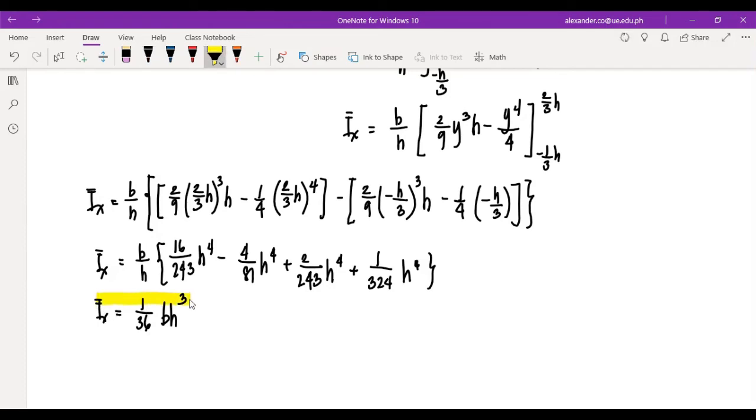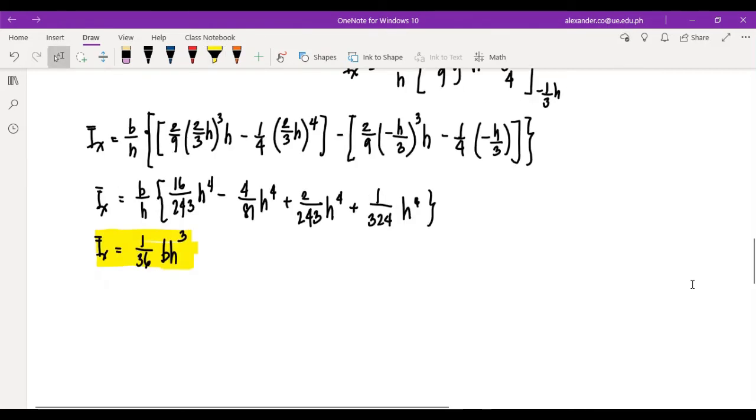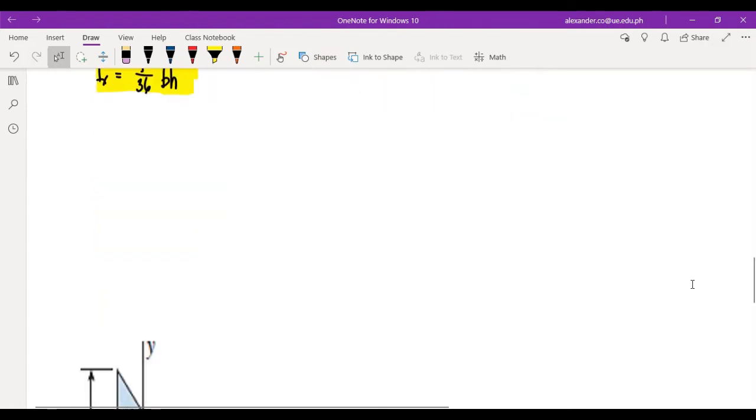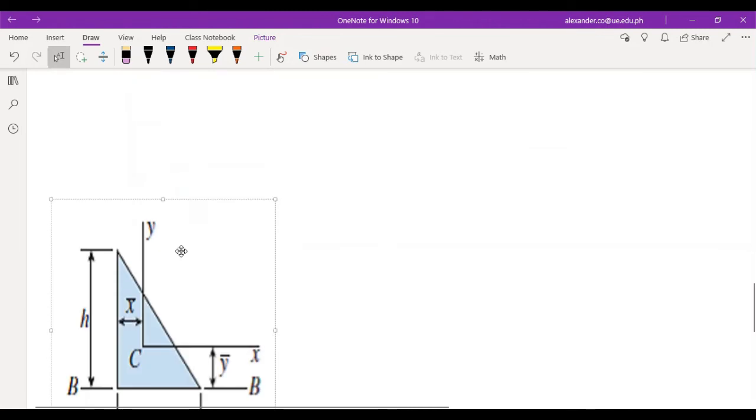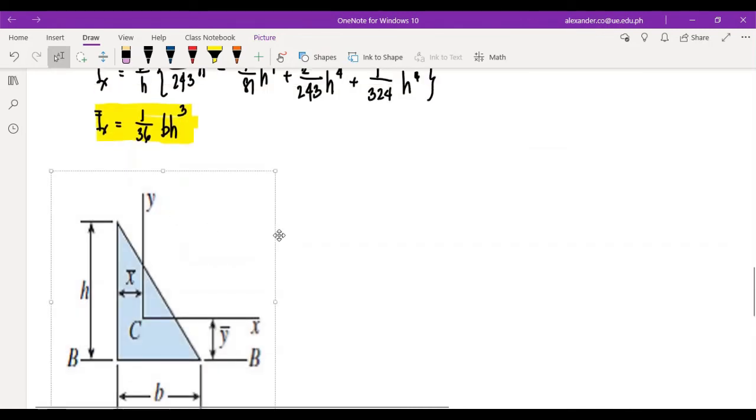If you don't want to integrate, your choice is to memorize this equation. Okay, 1 over 36 b h cubed is for the centroidal axis of the triangle with respect to h. With respect to x. So now, letter B. Let's move this up. Next, it's easier.